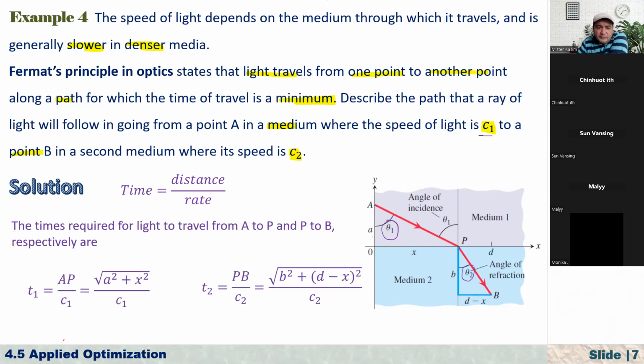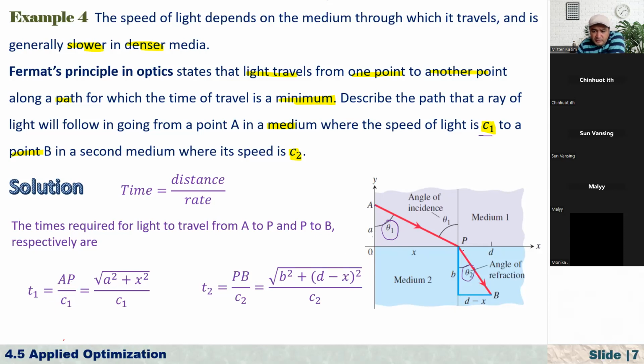Now from here, we find the times required for light to travel from A to P and P to B respectively. T1, how much time does it take for the light to travel from A to P? Now we know the distance. Suppose that it's refracting at point P, and the distance between 0 and P is X. Then T1 will be this distance over speed, that is the square root of A squared plus X squared over C1.